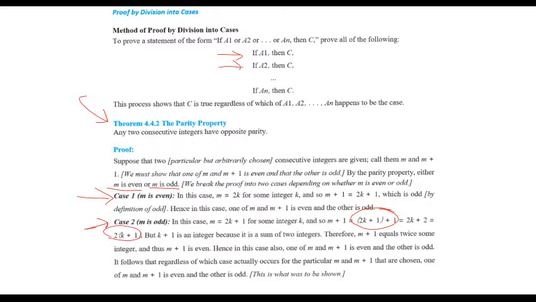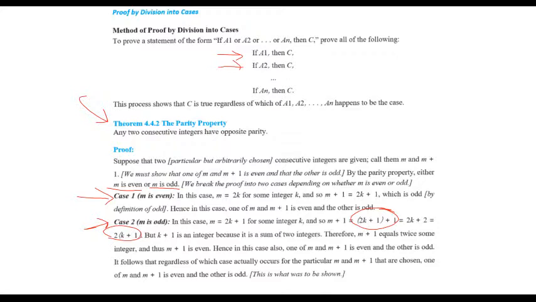Obviously k plus 1 is an integer, right? Because it's the summation of k, which was an integer, and 1, which is an integer. So k plus 1 is an integer, and so we prove that m plus 1 is equal to 2 times k plus 1, where k plus 1 is an integer.